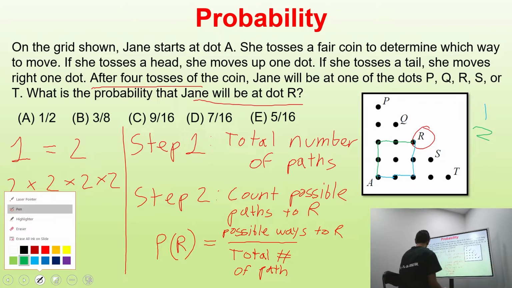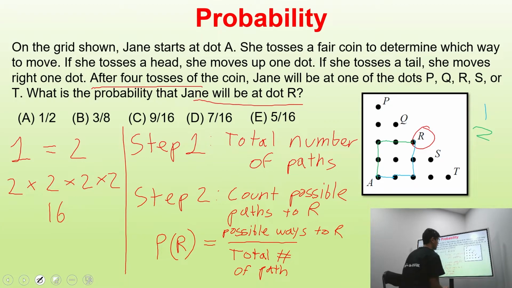And now let's change colors again. Now we're going to go through the center, like this. So we go to the center like this. So 1 here, like this, like this, like this. Then there's another 4 dots. So we got tails, tails, and heads. So this way is 3 possible ways to get to R.